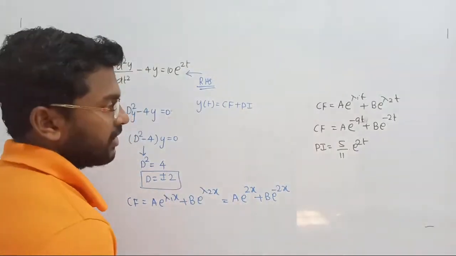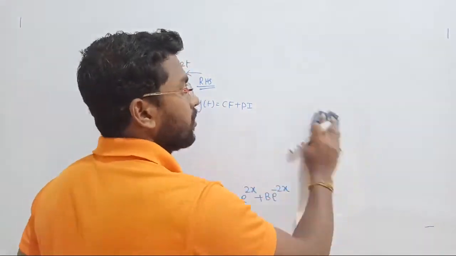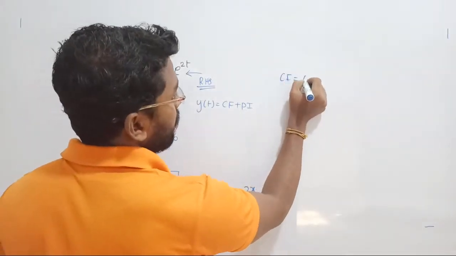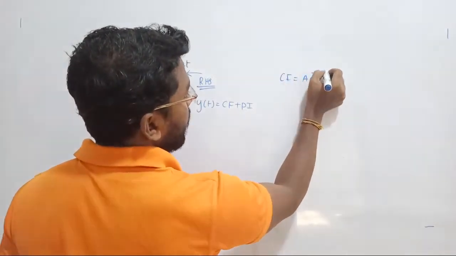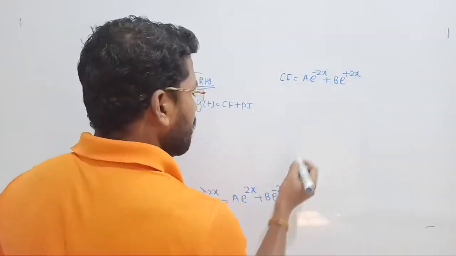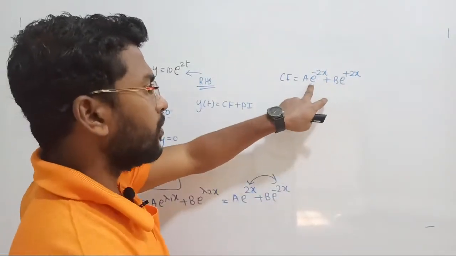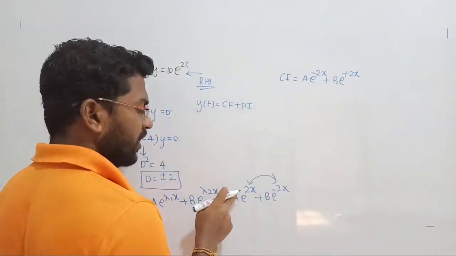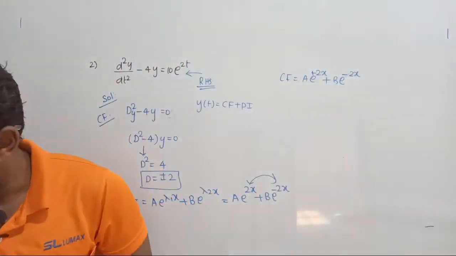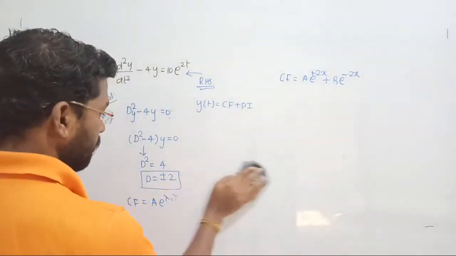What about the particular integration? So let me rub that one. Let us write the complementary function and particular integration separately. Complementary function for our question is a into e power minus 2x plus b into e power plus 2x. You can interchange these two, nothing will happen. You can consider e power minus 2x either here or there. Here I was considering plus 2, here I was considering minus 2. Let me write in the same way. It does not matter at which place we consider these two.